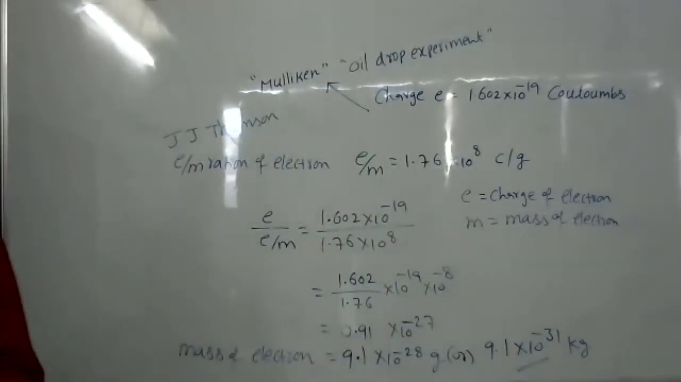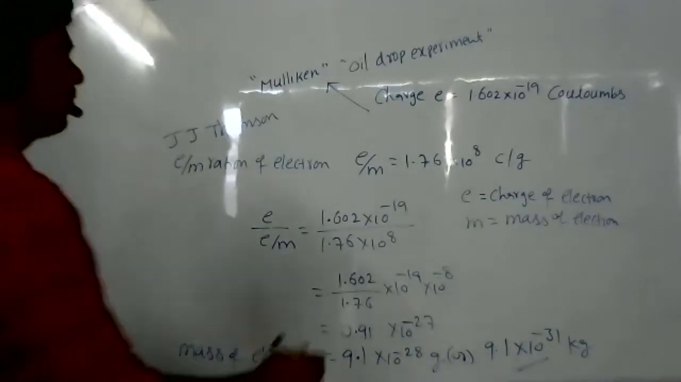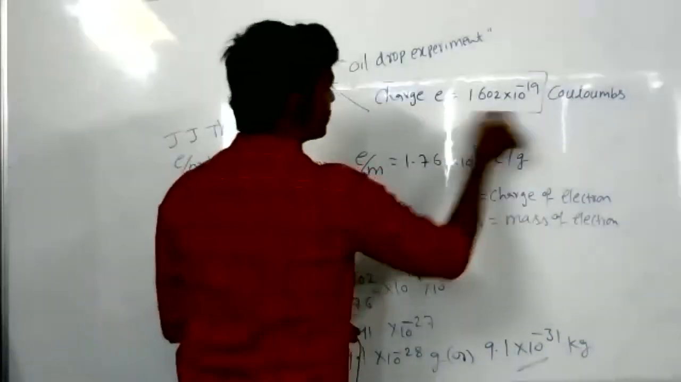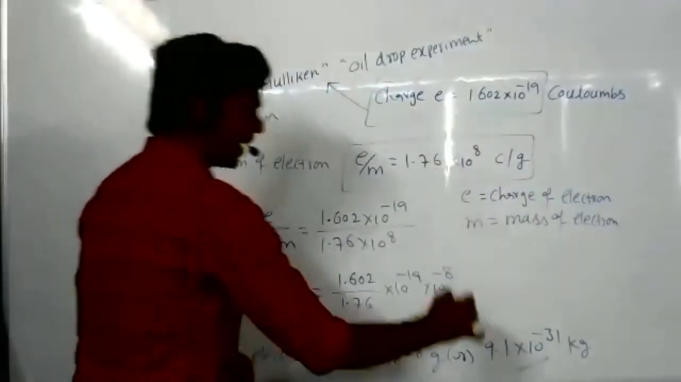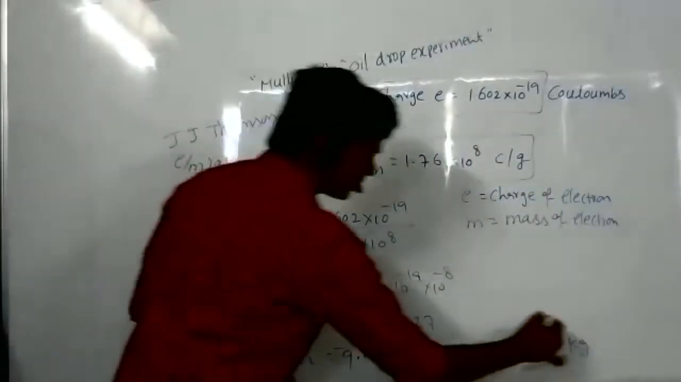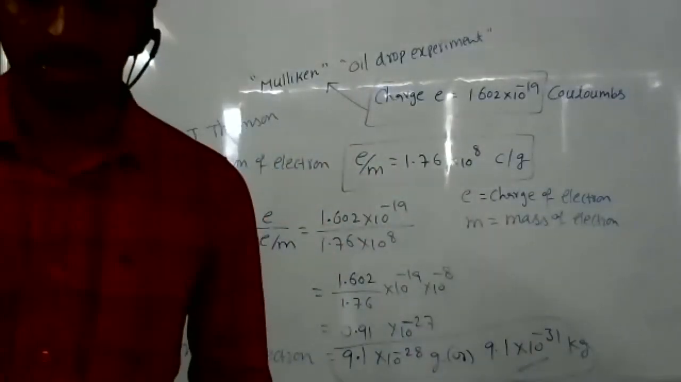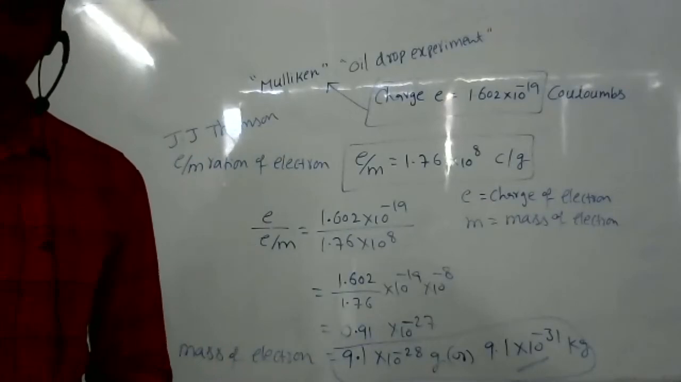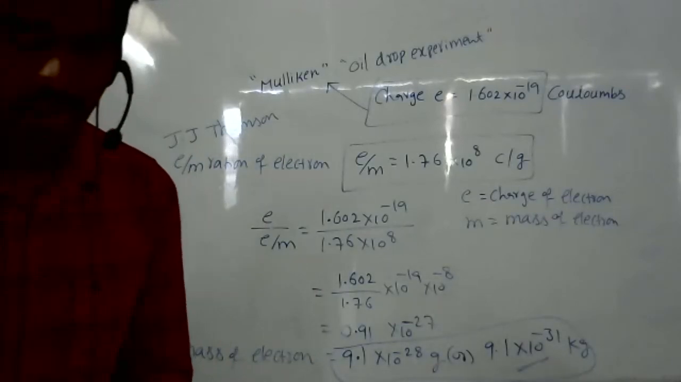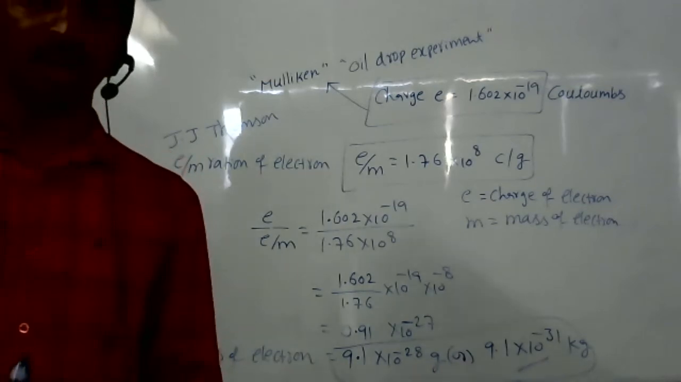Fine. So here you need to learn these values by heart: the charge of the electron, the e/m ratio and the mass. You must learn these by heart because we use these constant values in sums. And you must also note one point: the e/m ratio of the electron is independent of the gas.